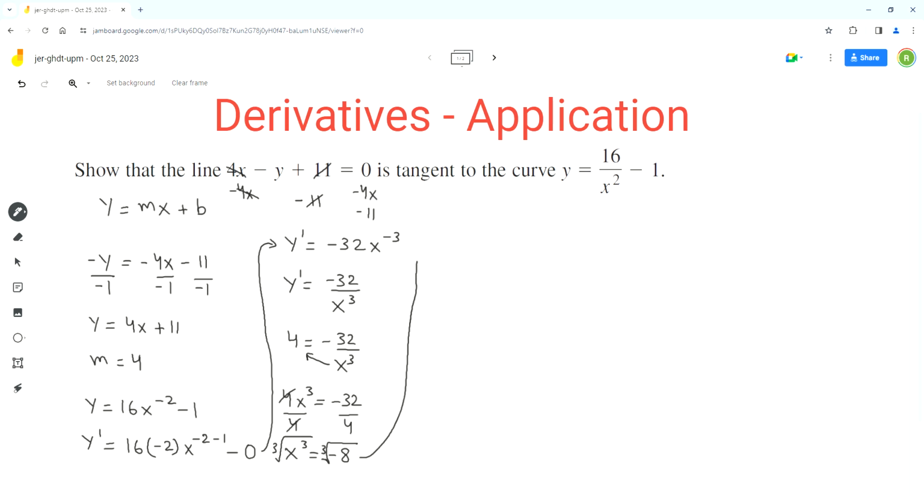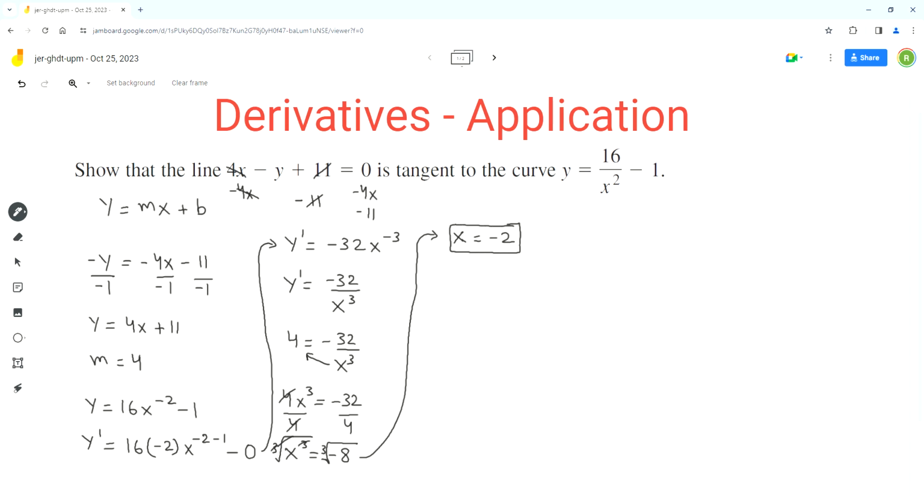So now on the left side, the cube root and the cube cancel each other out. So we are left with just x equals negative 2, because cube root of negative 8 is negative 2. So as per the slope information that we have from the line and from the derivative of this curve equation, the tangent touches the curve at a point whose x coordinate is negative 2.